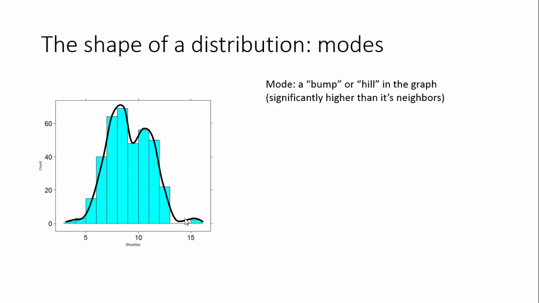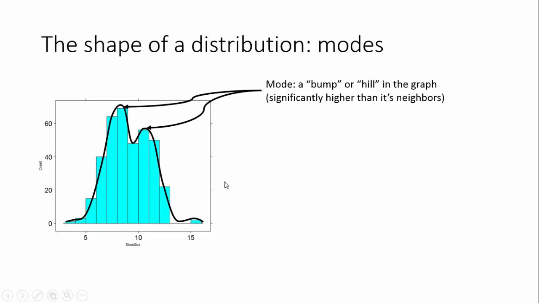Those are called modes. They are bars or areas in the graph that are significantly higher than their neighbors. I say significantly higher because if it's just a little bit higher, one or two people, then that's just happenstance. It's not really something we should pay attention to. But if there are quite a few, and this bar jumps up quite a bit compared to its neighbors, we say that we have these two hills, these two bumps, and we call those modes.